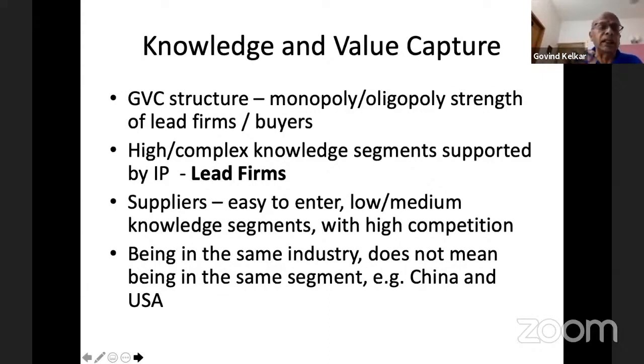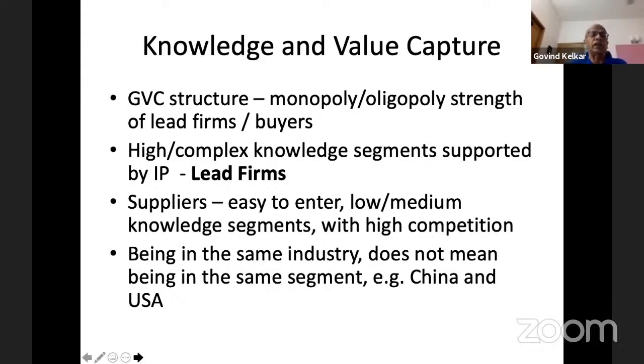So the lead firms are in the high complex knowledge segments, while the suppliers, like the Indian garment manufacturers or the Chinese or the Bangladeshis, are in easy to enter low and medium knowledge segments, which is what we call cut, make, trim. I mean, you have the design for a pair of jeans, and then you have the instructions. So you cut the fabric according to the requirement, you make it, you stitch it together, and then you add all the trim. So here it is an easy to enter low and medium knowledge segment, and therefore there's a high level of competition. So we have to distinguish the areas which have very little competition, where there's a monopoly, which is the GVC's lead firms, and where there is competition, which is the suppliers.